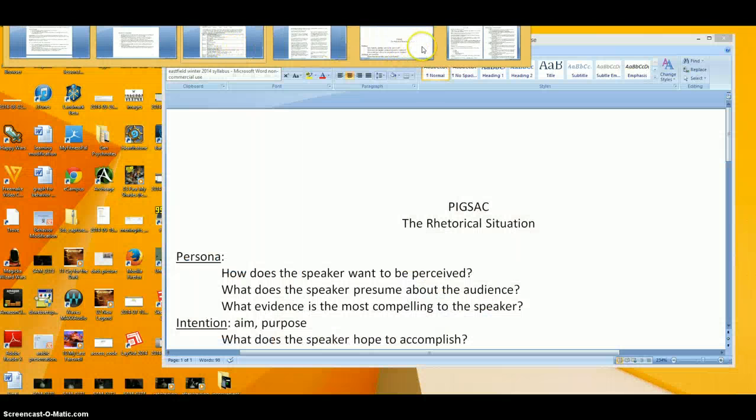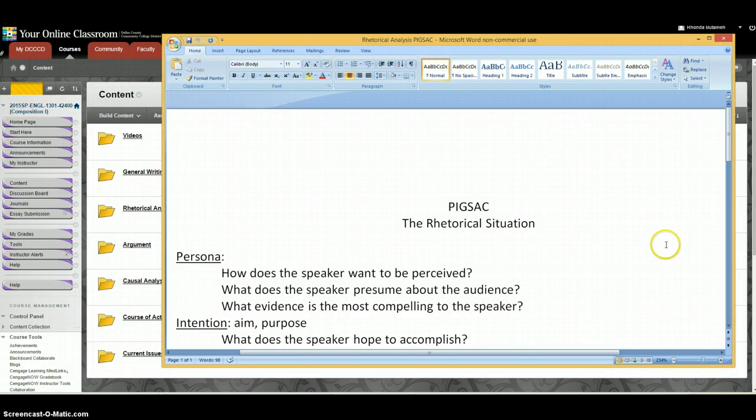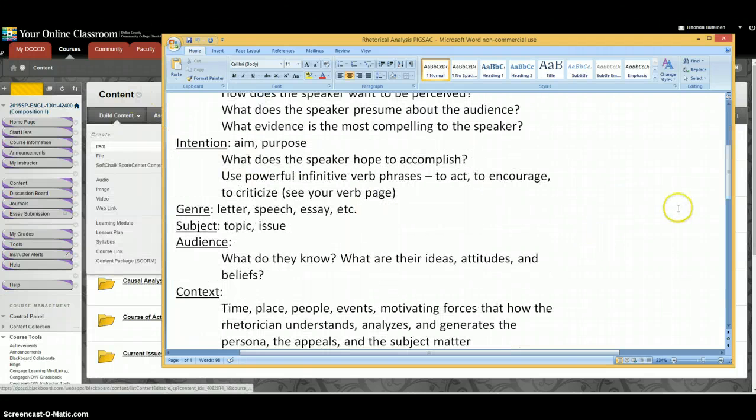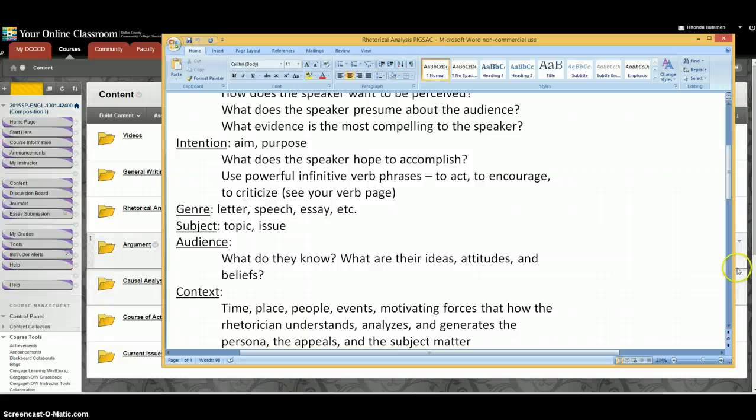And then here is PIGSAC. This is another strategy that you haven't seen before. It is the rhetorical situation, and all these elements interact with each other. For example, the P stands for persona, and so the speaker wears many hats. Often he may be a father or a patriot or a husband, and so you need to consider the different personas and how the speaker wants to be perceived. Intention is the same thing as purpose, and so what does he hope to accomplish?